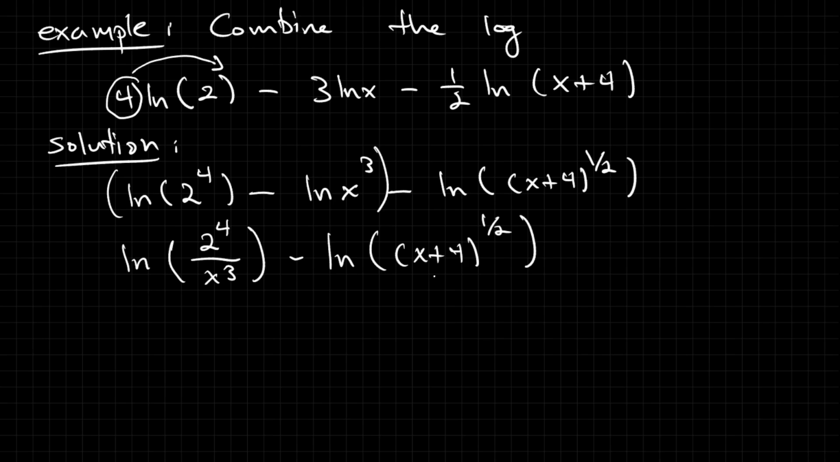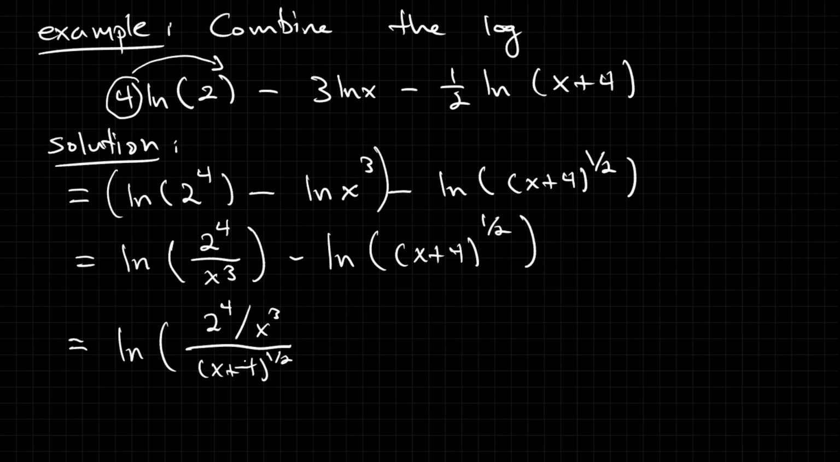Now I'm doing ln of one thing minus ln of another. Let's put some equal signs here. And so this will be ln of the first entry, which would be 2 to the 4th divided by x cubed, all divided by what's in the second logarithm, which is x plus 4 to the 1 half.